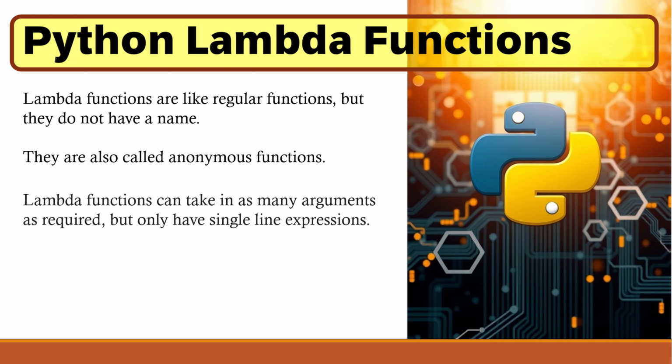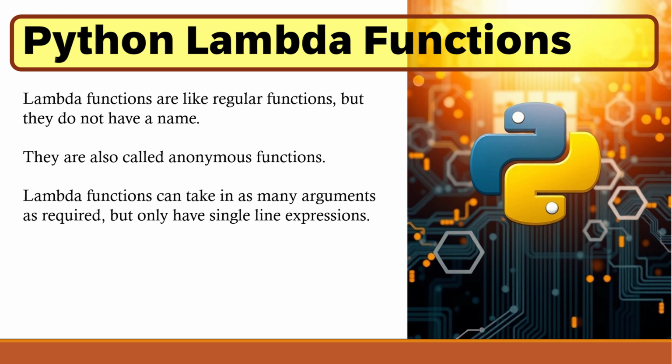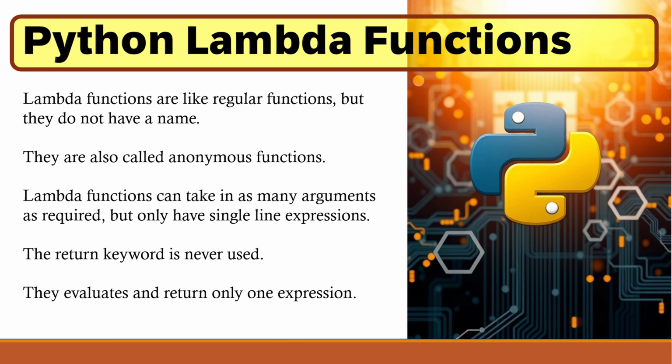Lambda functions can take in as many arguments as required, but only have a single line expression, and it's assumed whatever it executes will get returned, which actually means we do not have to use the return keyword with our Lambda functions, and a Lambda function evaluates and returns only a single expression.